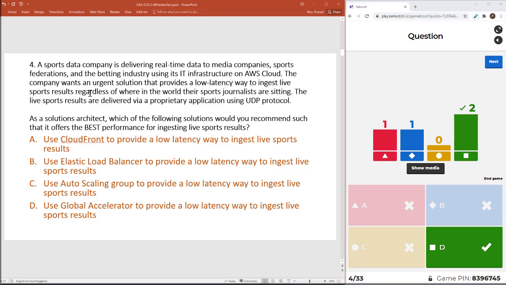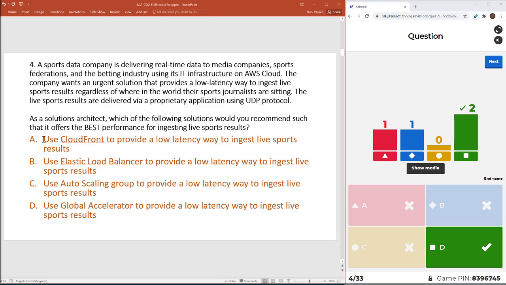With that itself, you can always rule out options B and C, because Elastic Load Balancer is mainly for distributing data among multiple endpoints or multiple EC2 machines. Or an Auto Scaling group, as you know, is mainly for elasticity, scaling up and scaling down based on the load or the traffic. Neither of them will give you a low latency way to ingest the live results.